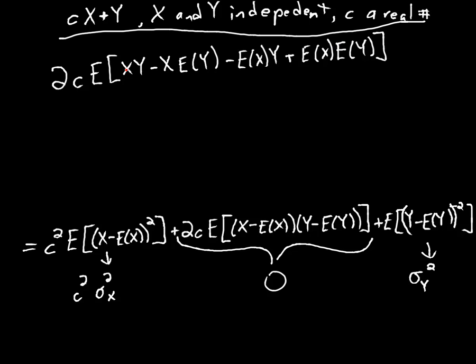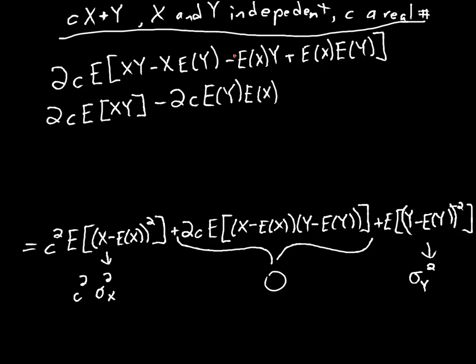Right? Now we can apply linearity to this expectation and break it up, so we get 2c times the expectation of xy minus 2c. Remember, expectation of y is a constant, so I'm going to pull that out, and I'm left with the expectation of x. Similarly, over here, I'll pull out the expectation of x, and I'm left with expectation of y, so that'll be minus 2c expectation of x, expectation of y.